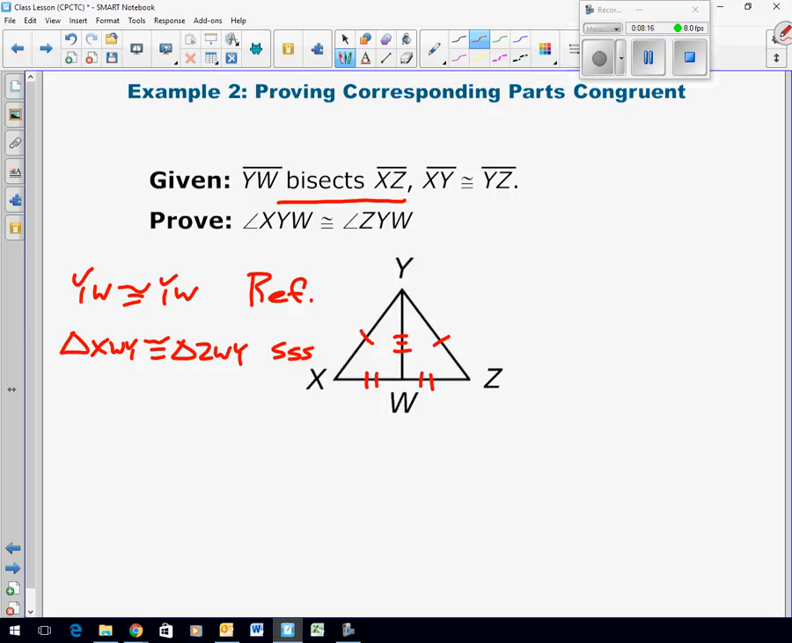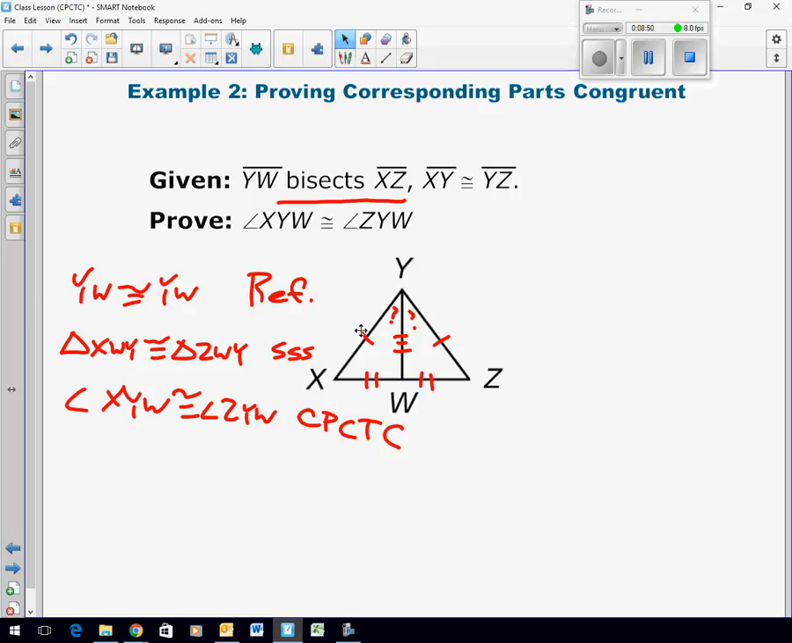What's true about the corresponding parts of congruent triangles? The corresponding parts of congruent triangles are congruent, right? Is XYW corresponding with ZYW? Yeah, they are. So angle XYW is congruent to angle ZYW because of CPCTC: corresponding parts of congruent triangles are congruent. Any questions on that? It's a big proof day today.